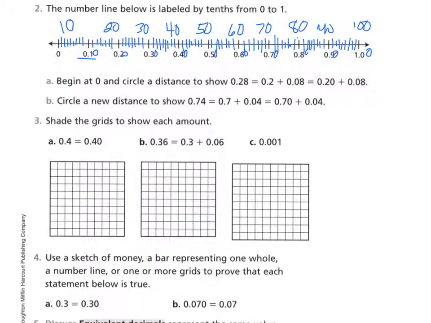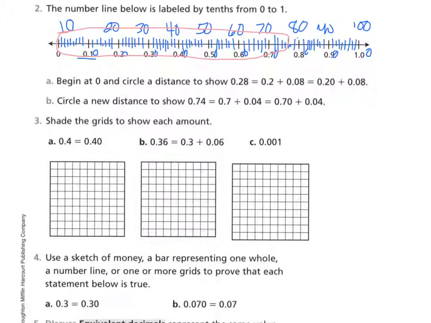Now I'm going to circle 74 hundredths, which isn't going to be as difficult now, because I can see my 74 hundredths. I'm going to start at 0 and start circling until I get to 70, 71, 72, 73, 74. It should be just below or just before the halfway mark between 70 and 80. Somewhere right below the halfway mark.